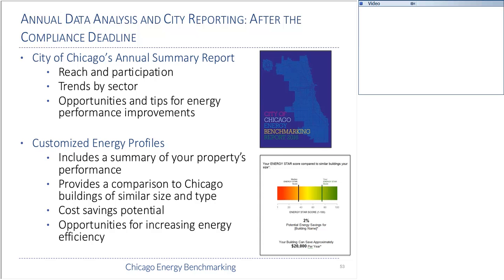And then also, the buildings also receive customized energy profiles, which includes a summary of your property's performance, provides a comparison to Chicago buildings of similar size and type, some potential cost-saving measures that you could choose to pursue, and then opportunities for increasing energy efficiency in your property type. So buildings that reported in the past few years, those energy profiles actually just were emailed out, I believe, the last week of February in 2017 for the 2016 data, or 2015 data.